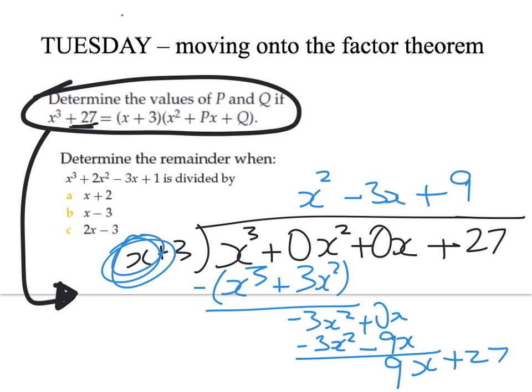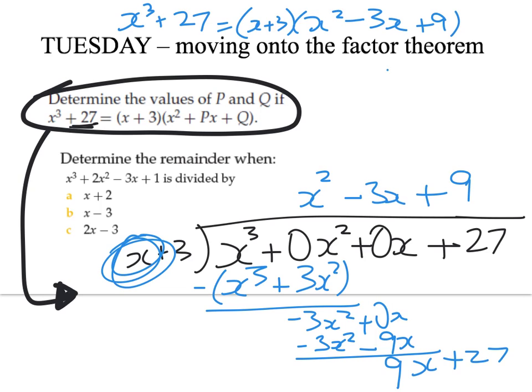So what that's telling me is that I can write x cubed plus 27 as x plus 3 times x squared minus 3x plus 9. So in here we've got p equals negative 3 and q equals 9.